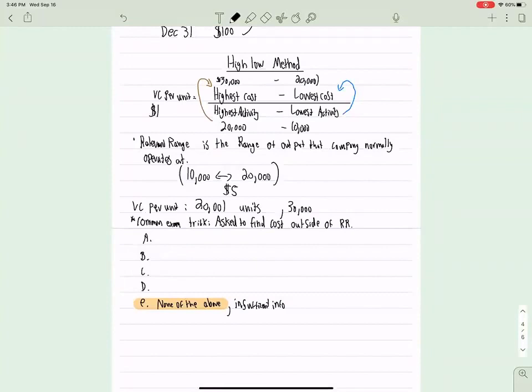As well, confirm the relevant range. It's always given to you. They'll always tell you what range the company operates in. You don't have to do guesswork. That's not required.